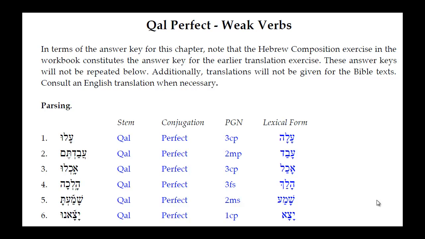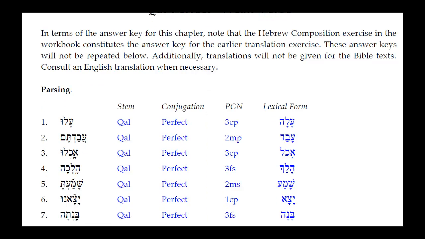What they're asking us to do on this first section is to parse the verbs by giving the stem, the conjugation, the person, the gender, the number, and the lexical form in which that verb is found. So we want to go through this here.